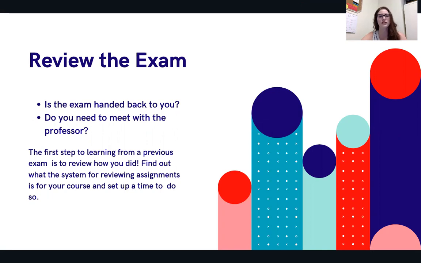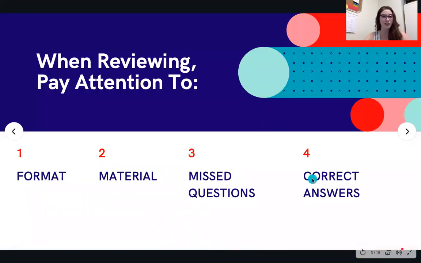In order to review your exam, you're going to need to know if it's going to be handed back to you to keep or just to review in class, or if you'll need to make an appointment with a professor to review it. Whenever you get your hands on it, there are four things that you're going to want to pay attention to: the format, the material, the questions you got incorrect, and the questions you got correct.